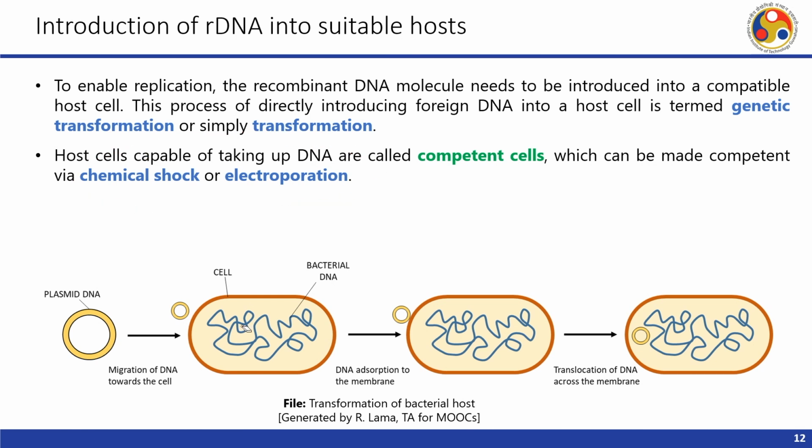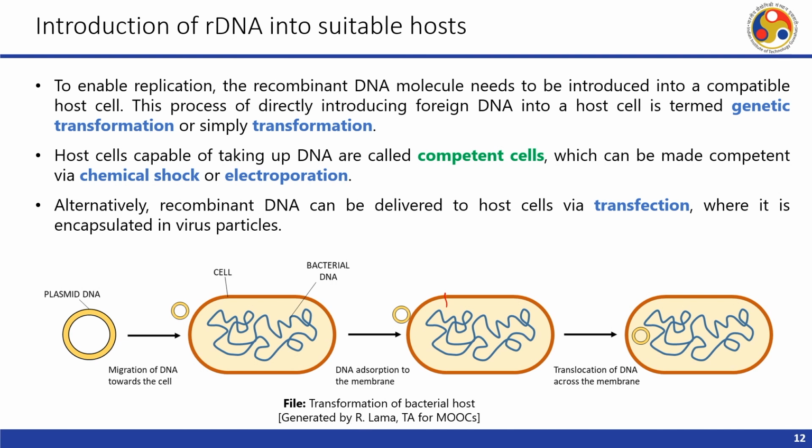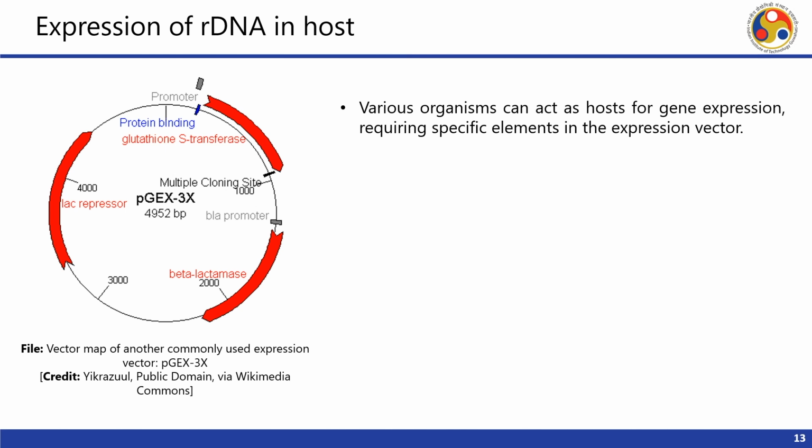When we give a very high voltage for a short time, or a very low voltage for a little bit extended time, because of the fluidity of the cell membrane, there will be creation of pores in the membrane, and these plasmids can enter through these small pores into the competent host cells. Alternatively, recombinant DNA can be delivered to host cells via transfection, where it is encapsulated in virus particles.